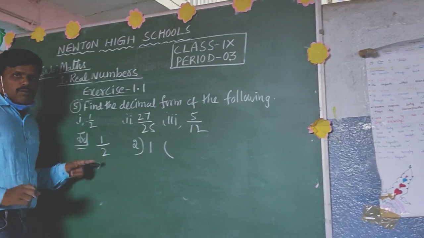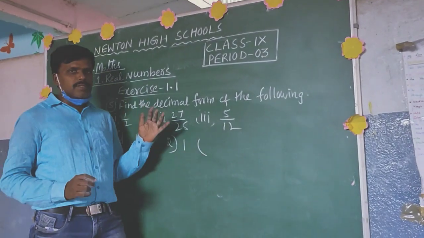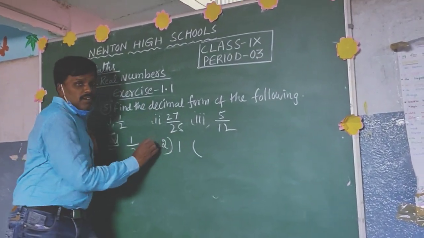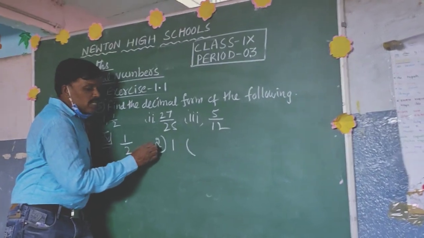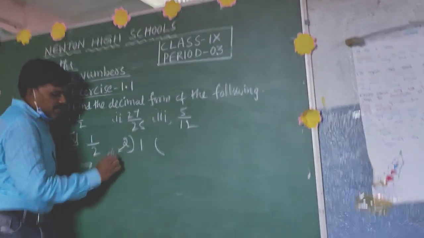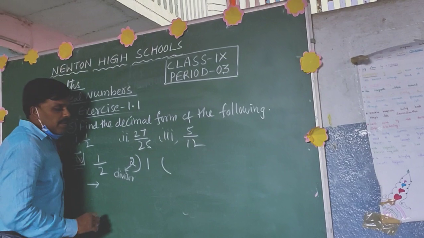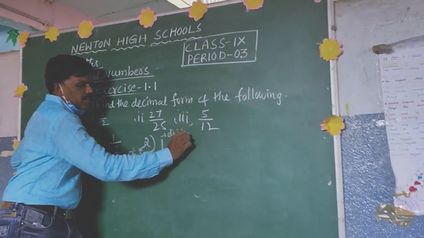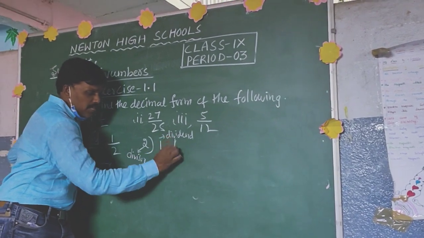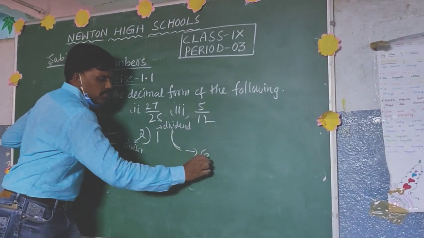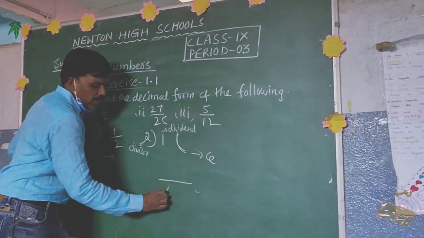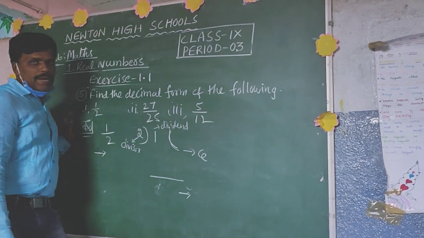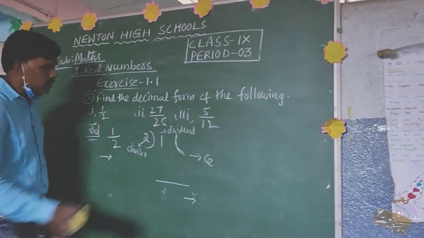Already in previous classes we learned about divisions. We are dividing by 2, so 2 is called the divisor. 1 is called the dividend. Whatever answer we get, that is called the quotient. The remaining value is called the remainder. Based on that, we can find it now.